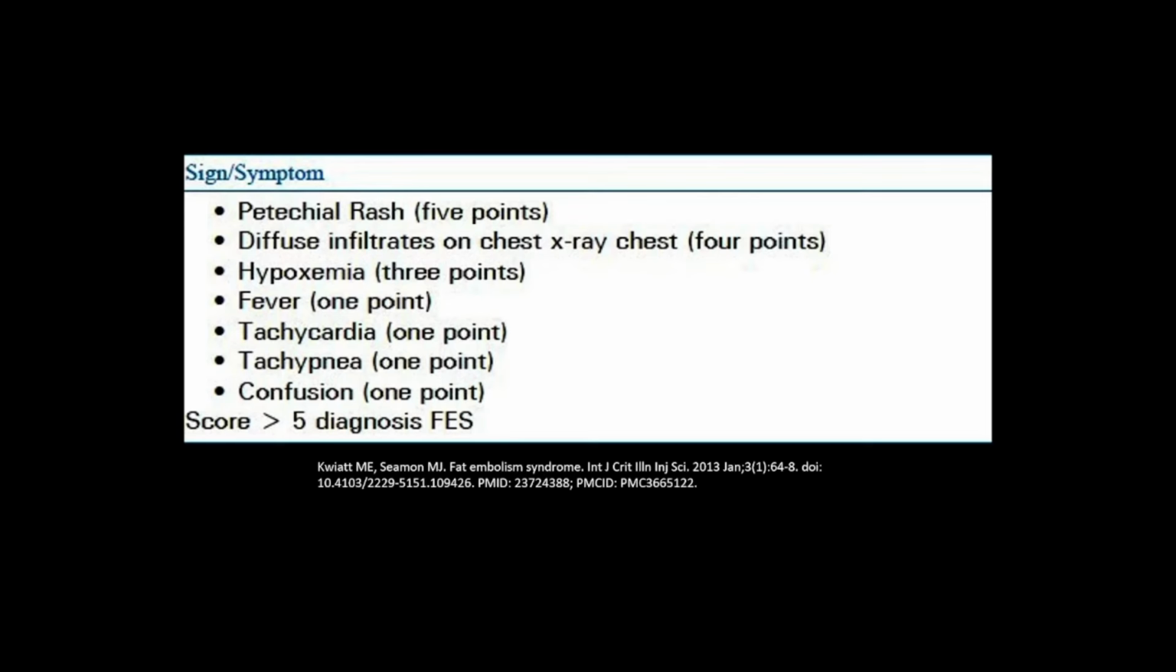So here I found some criteria. This is the Schonfeld scoring system for fat embolus syndrome. And you see that the petechial rash actually has 5 points attributed to it. Diffuse infiltrates on chest x-ray is 4 points, hypoxemia is 3 points, and fever, tachycardia, tachypnea, and confusion all are 1 point, and 5 points are required for the diagnosis. So you really want to be looking for a rash in distinguishing fat embolus syndrome from a pulmonary embolus, because that can often be very difficult in questions regarding orthopedic care.